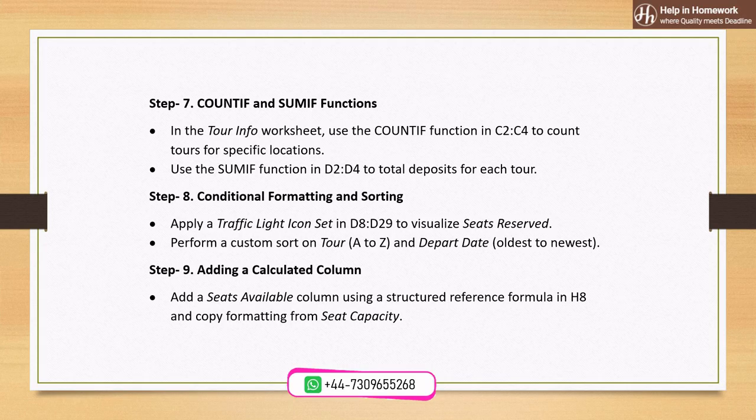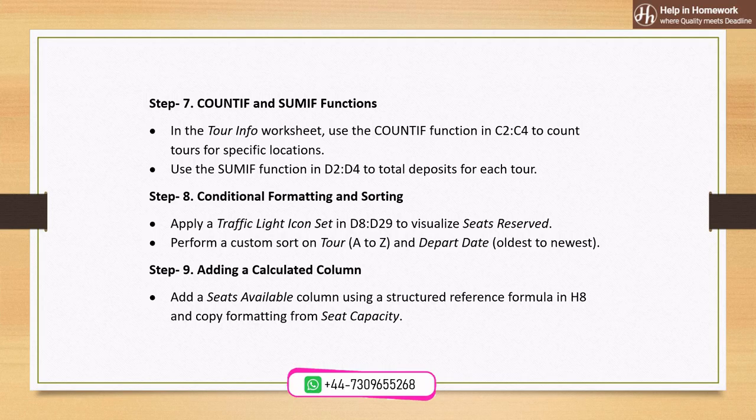Step 7. COUNTIF and SUMIF functions. In the Tour Info worksheet, use the COUNTIF function in C2:C4 to count tours for specific locations. Use the SUMIF function in D2:D4 to total deposits for each tour. Step 8. Conditional formatting and sorting. Apply a traffic light icon set in D8:D29 to visualize seats reserved. Perform a custom sort on tour, A to Z, and depart date, oldest to newest.